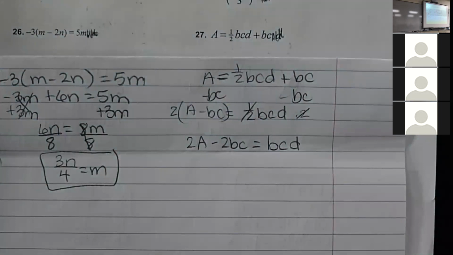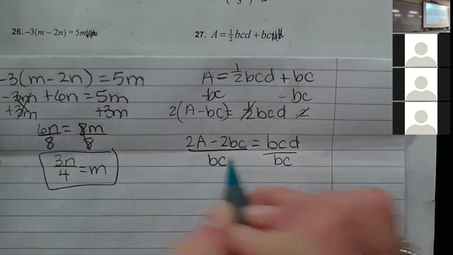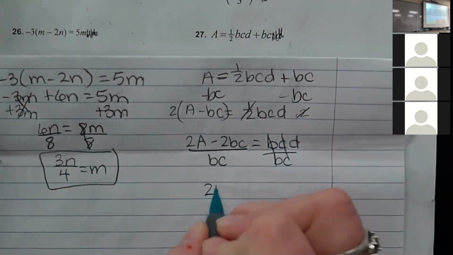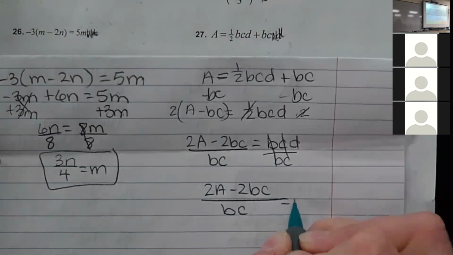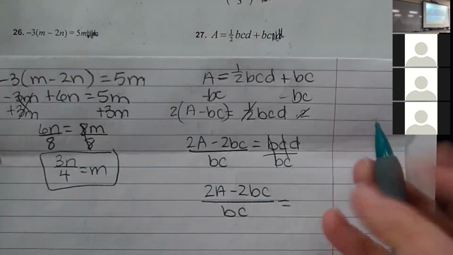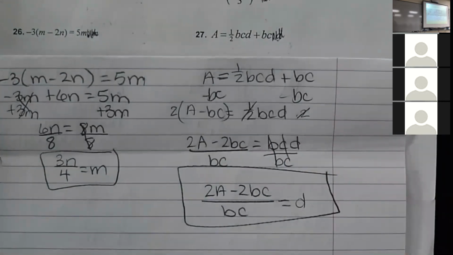Now I want to get d by itself, so what do I need to do with b and c? Divide b and c out. And again, be a rebel and just write over bc and be done with it. So you got 2a minus 2bc all over bc equals d. I got d by itself, so I really don't need to keep going.